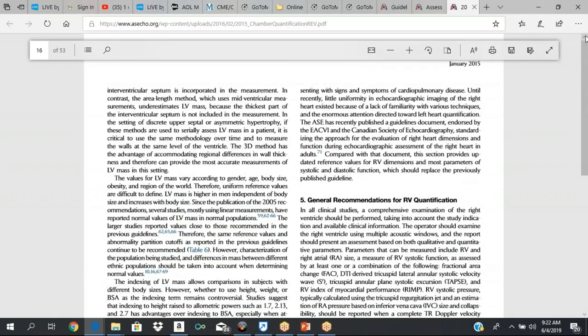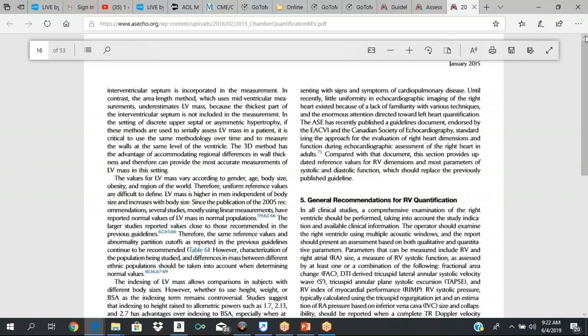Patients are presenting with signs and symptoms of cardiopulmonary disease. As mentioned before, we usually neglect the right side of the heart. The right side of the heart is extremely important, however, so you try and know everything about it.